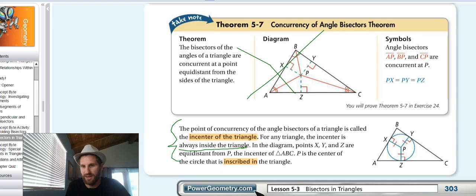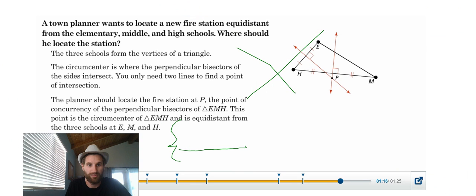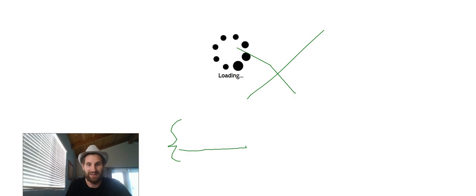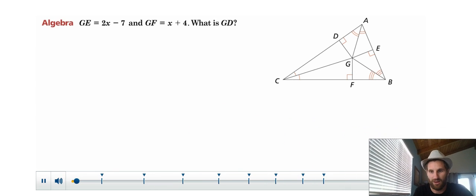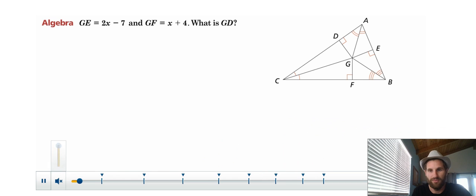Again, you're writing this down and drawing this picture. And so we have X, Y, Z. These points are equidistant from P, and incenter means we can inscribe a circle inside of it. Okay, so let's go ahead and take a look at an example of this. Again, you don't have to draw this, but please write down that vocab. And let's go to our last problem. Our last problem here, okay? Identifying and using the incenter. Okay, so overall, this is what we have.